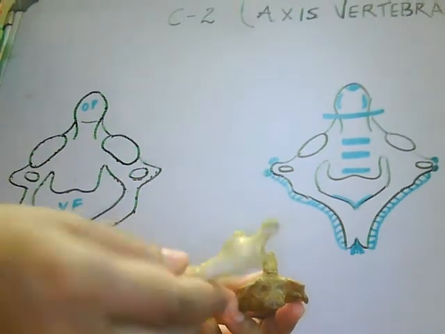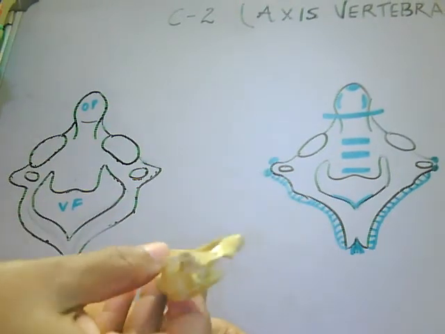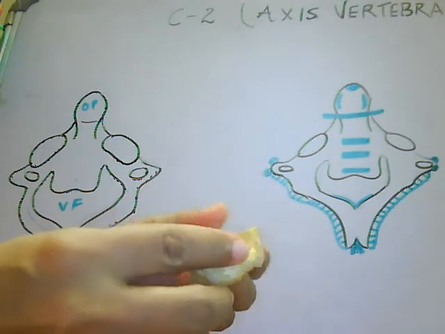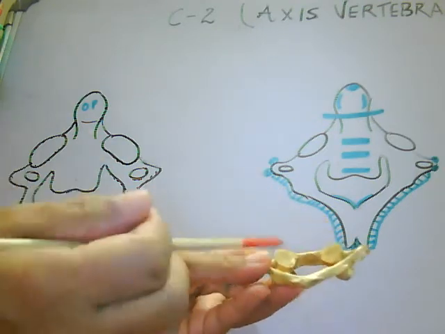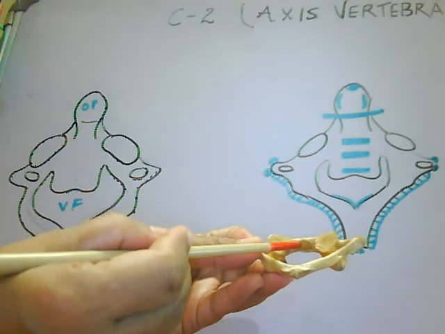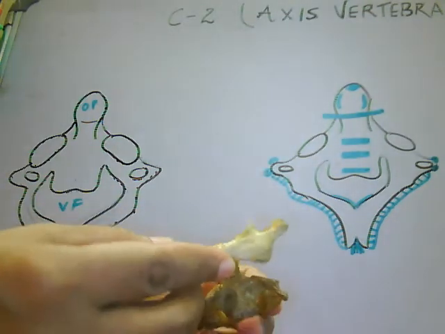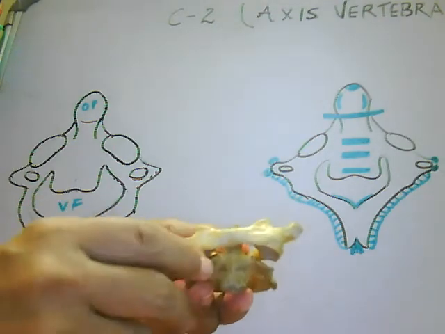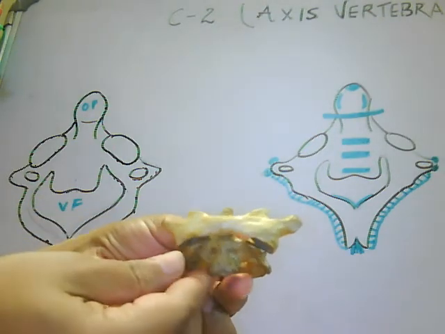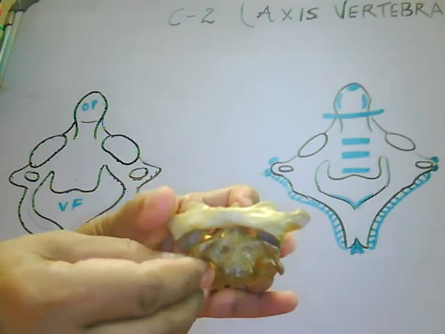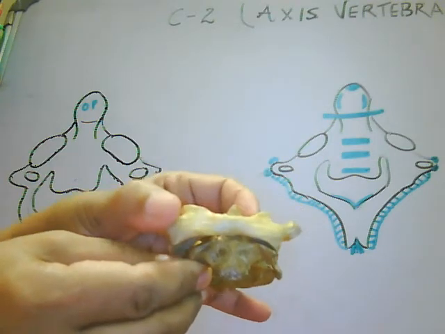So here this is your atlas vertebra. This is the anterior arch of the atlas, and on the posterior surface of this anterior arch you will find a facet over here. On this facet the odontoid process of this axis vertebra articulates, and on this the atlas and the whole of the cranium rotate, and that is why it is known as axis vertebra.